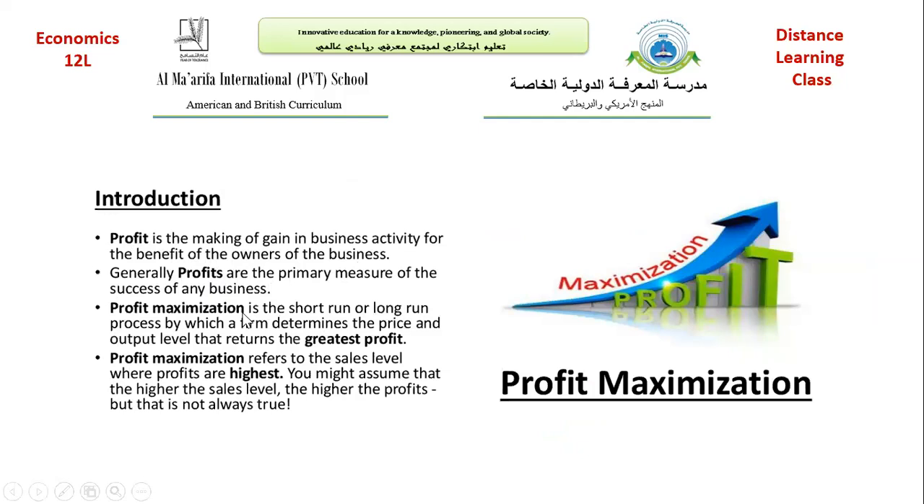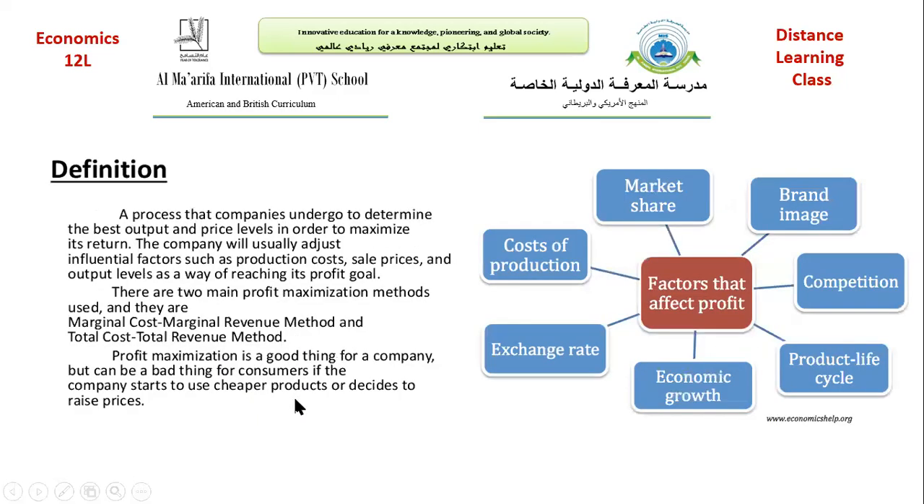Profit maximization is a short-run or long-run process by which a firm determines the price and the output level that returns the greatest profit. Profit maximization refers to the sales level where profits are the highest. You might assume that the higher the sales level, the higher the profit, but sometimes it's not true.